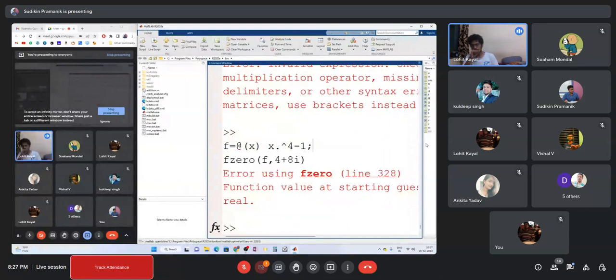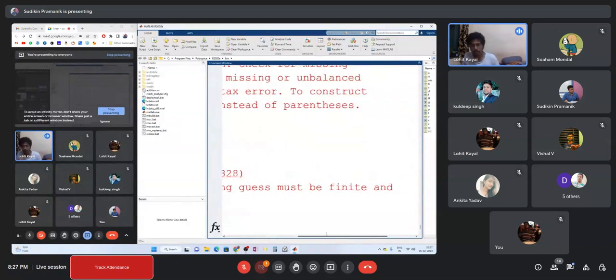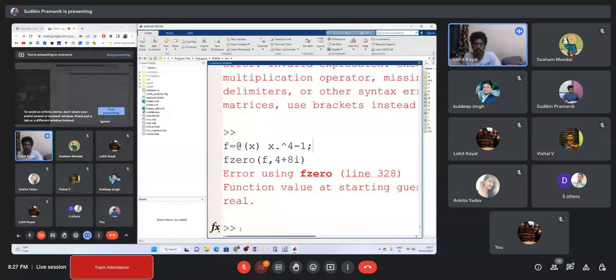If x equal to x dot to the power 4 minus 1, function value at starting. Error using F0. Show me the complete error. Function value at starting guess must be finite and real. Actually, this is not an error. If you interpret that, x to the power 4 minus 1 means 4 plus 8i to the power 4 minus 1, so this thing is actually an imaginary number. That's why you are getting an error.